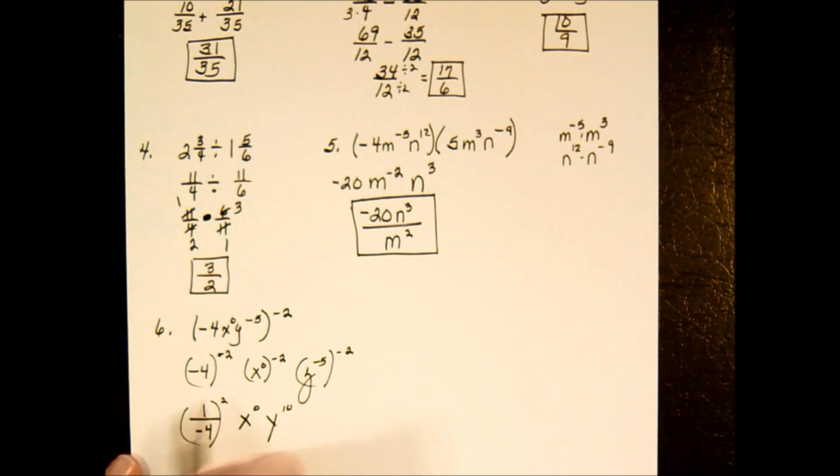So it's -1/4 times -1/4, which is positive 1/16. This x just makes a 1, so I don't need to show that. y to the 10th, and I can simplify that even more by saying y to the 10th over 16. That's its most simplified form.